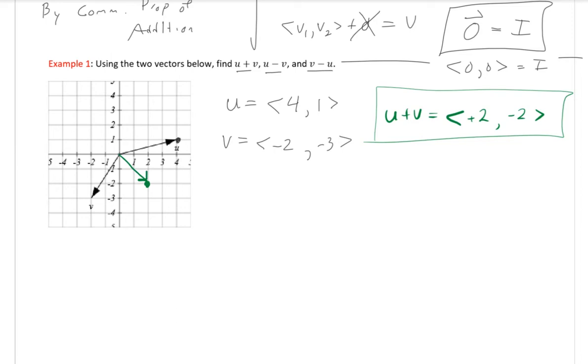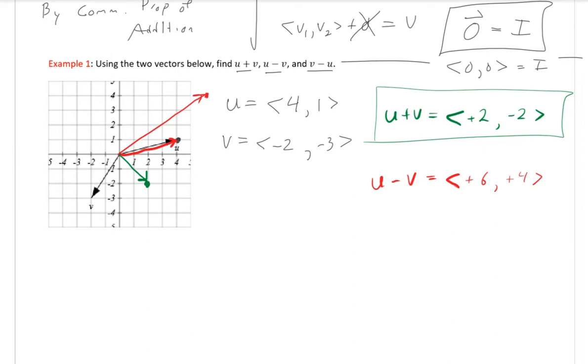If I do subtraction, U minus V, I get 4 minus negative 2, which gives me positive 6, and then 1 minus negative 3, which gives me positive 4. So 6, which is way out here, and 4 goes to this point over here. Note that what I really did is take u and add to that the inverse of v.